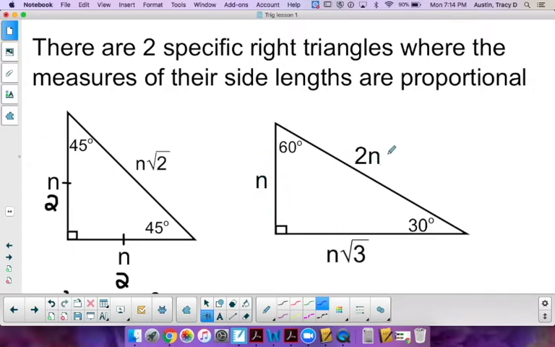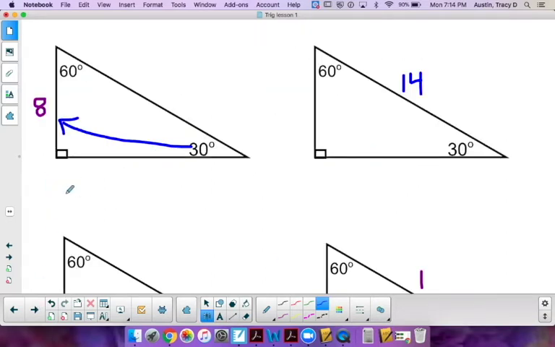Okay, I have to multiply that by 2 to get the hypotenuse and by the square root of 3 to get the long leg. So if I tell you the short leg is 8, that means my hypotenuse is 16 and my long leg is 8 times the square root of 3. Okay, so it's always better to get back to that base measure first.